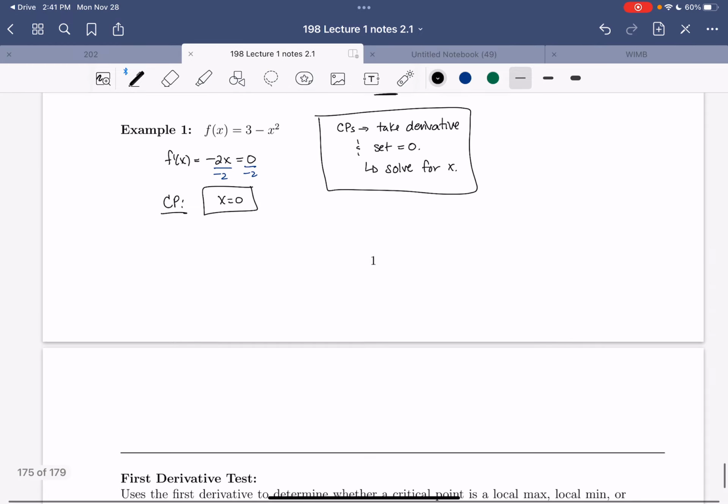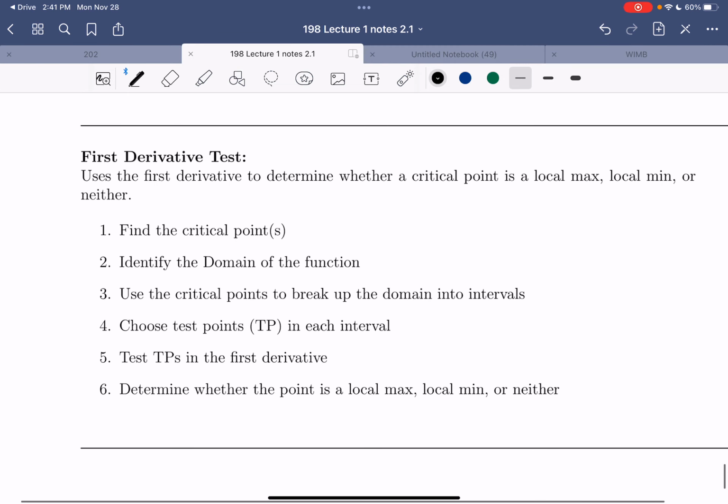So that's what we're going to do in the first derivative test, and it goes something like this. The first derivative test, first of all, uses the first derivative to determine whether a critical point is a local max, local min, or neither. Okay, so that's the objective. Here's how you do it. If you're going to test a critical point, you've got to find them first. So step 1 is to find your critical point or points.